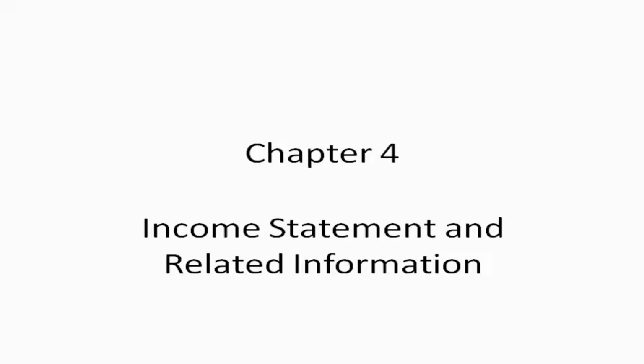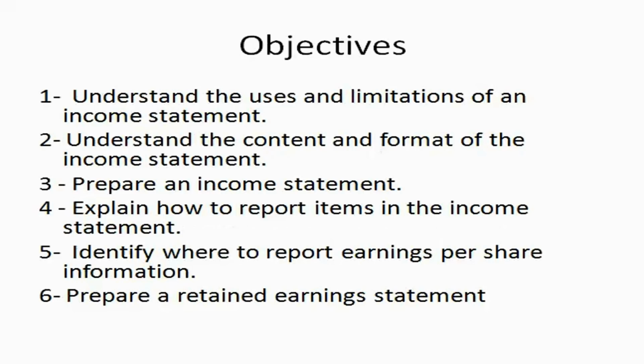Today I'm going to illustrate chapter 4, which is income statement and related information. Our objectives are: number 1, understanding the uses and limitation of an income statement. Number 2, understanding the content and format of the income statement. 3, prepare an income statement. 4, explain how to report items in the income statement. Number 5, identify where to report earnings per share information. Number 6, prepare a written earnings statement.